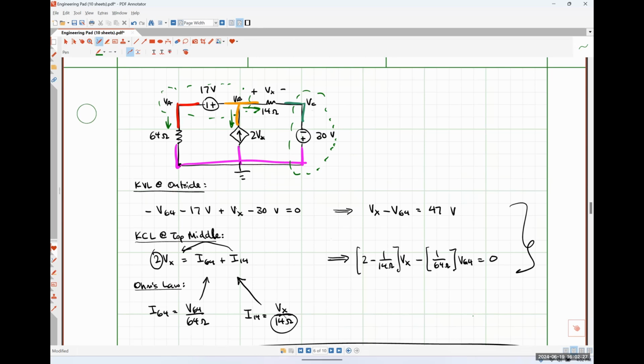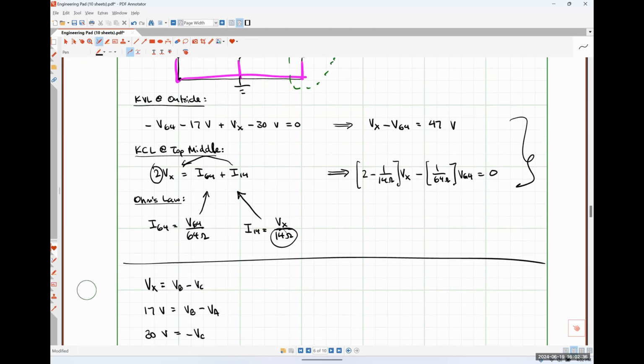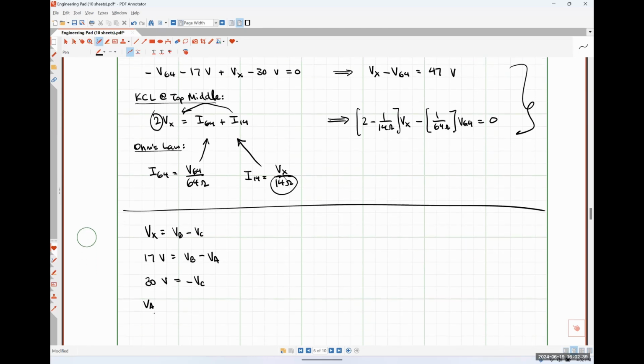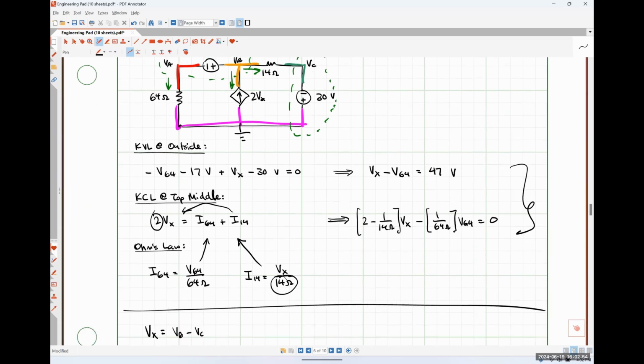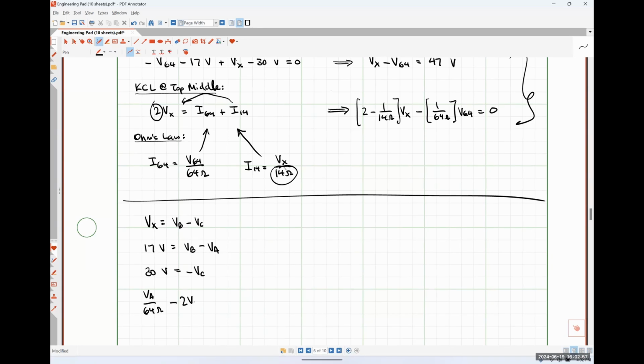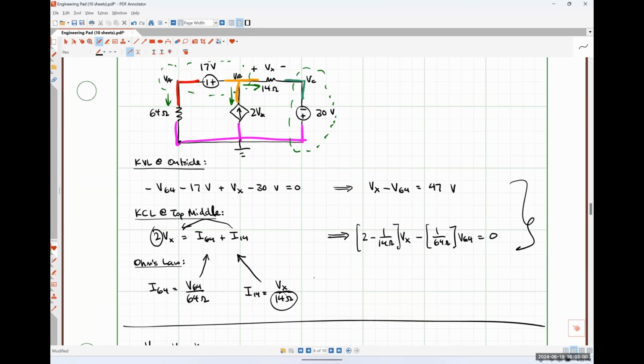So let's start with the current flowing down through the 64 ohm resistor. That's going to be VA minus 0 divided by 64. All right, so just VA over 64. What about the current flowing down through the dependent source? Is that just going to be negative 2Vx? Exactly right. And the current flowing to the right through the 14 ohm resistor. That's going to be VB minus VC over 14 ohms. Exactly correct.